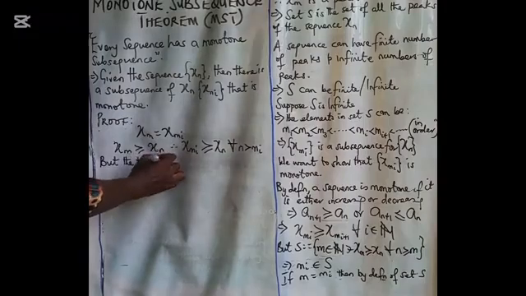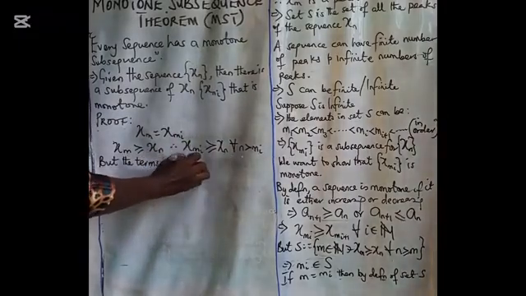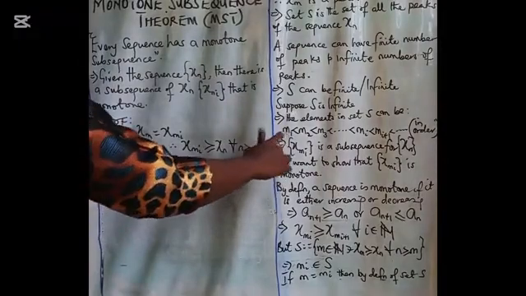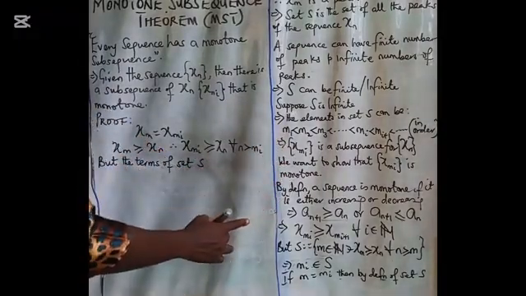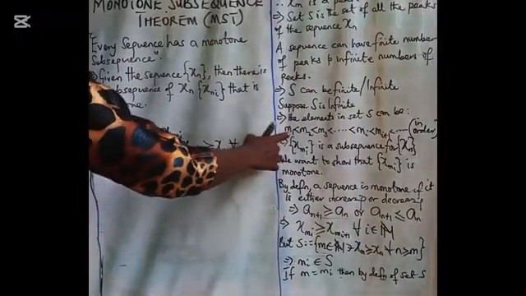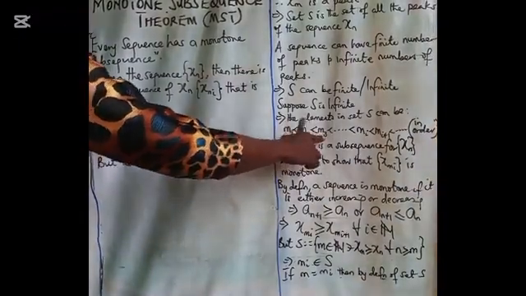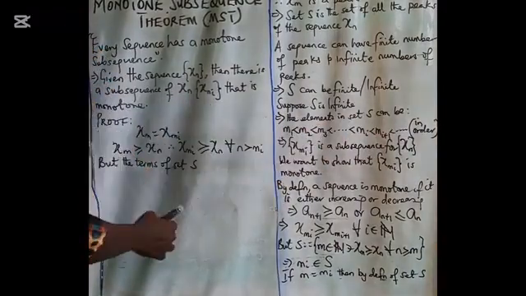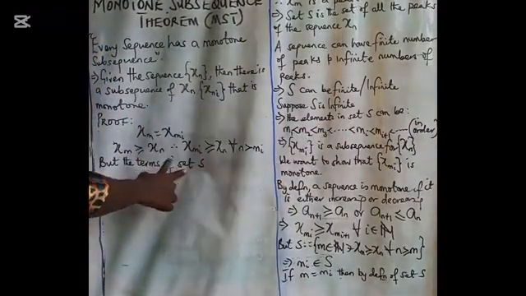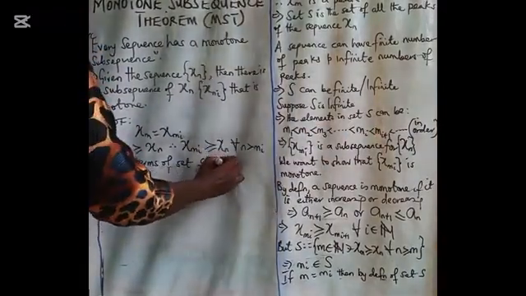But what can we say about the terms of set S? You can see that m1 is less than m2, m2 is less than m3, and it continues like that. That means the terms in set S are strictly increasing.